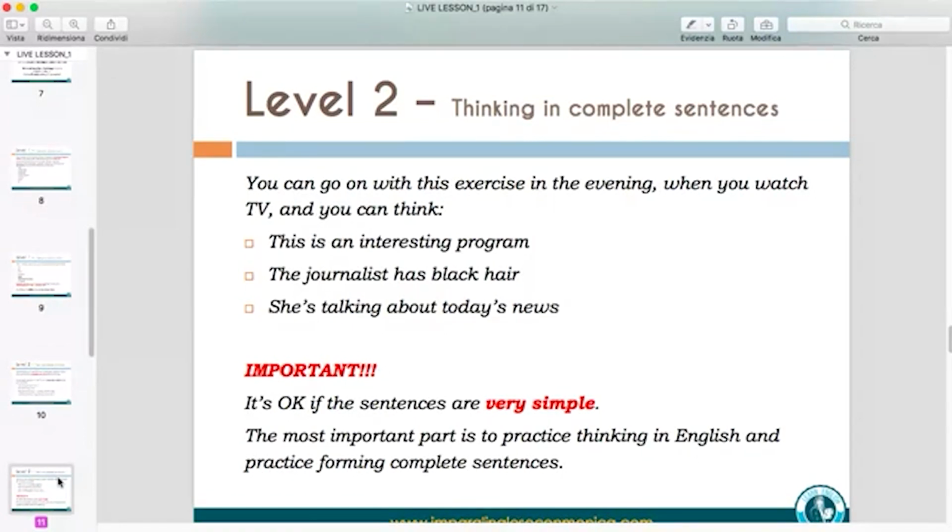It is okay if your sentences are very simple, because the most important part is to practice thinking in English and practice forming complete sentences. So my suggestion at the beginning is not trying to create complicated sentences. There is no matter now to do this kind of work. Start to do something very easy. Also because we know that in English, the simpler, the better. So try to create something simple that can help you to practice.